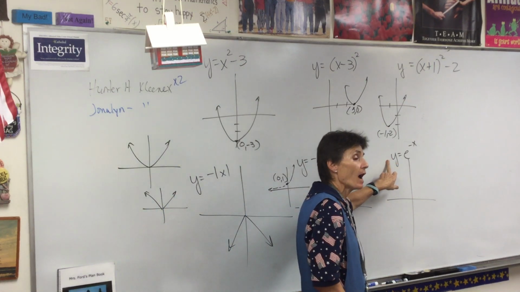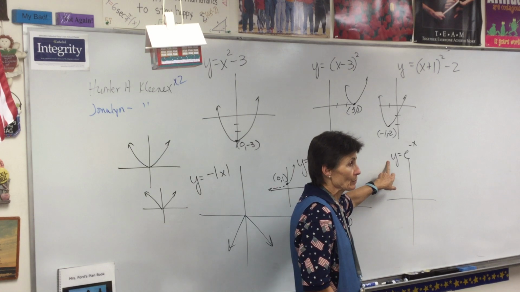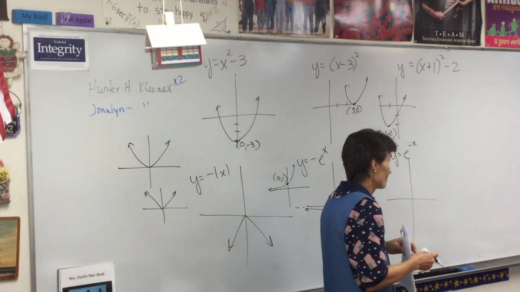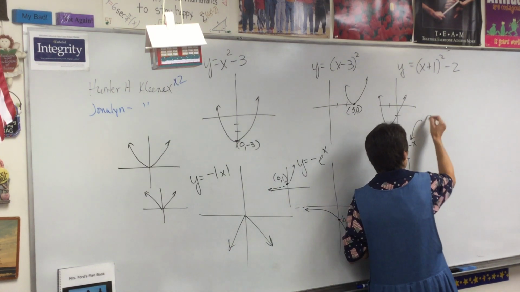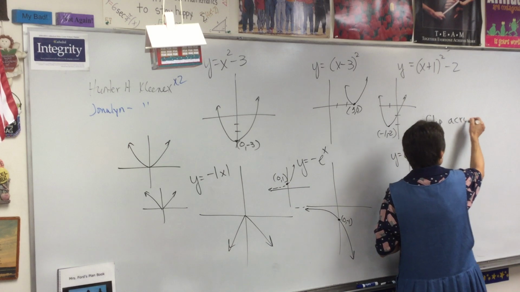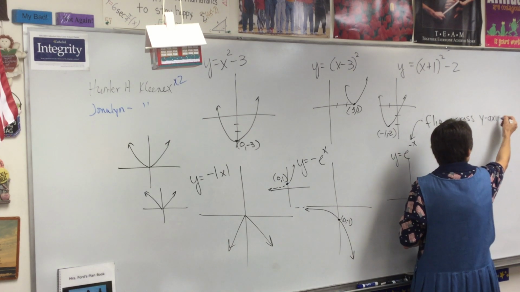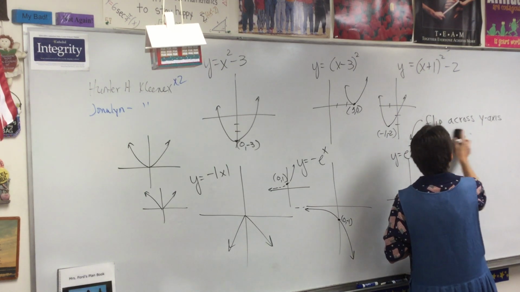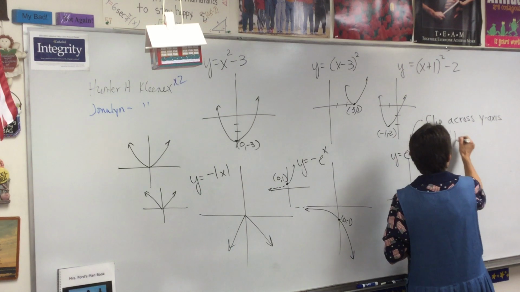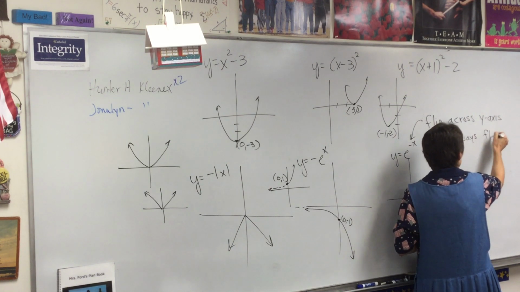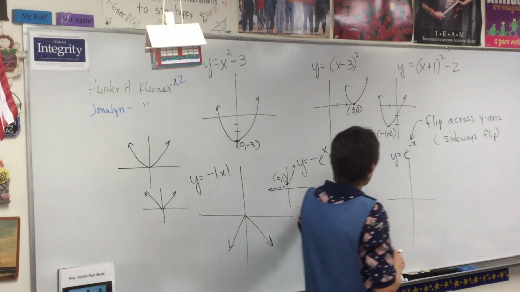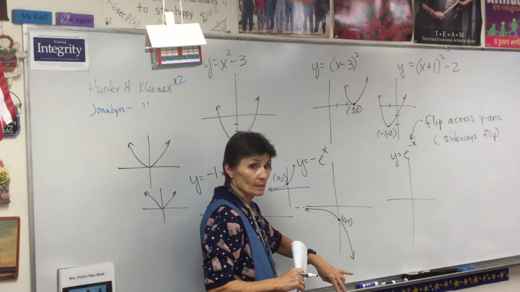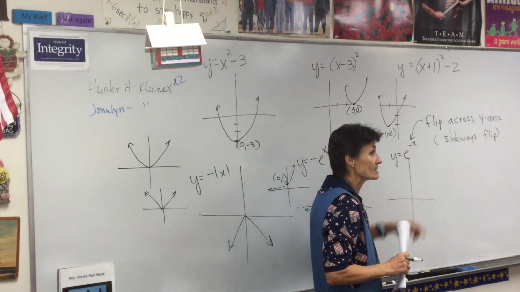This negative is not in front. A negative that's buried inside the problem is a reflection across, or a flip across the y-axis. So in other words, it's a sideways flip. This is going to be a sideways flip. So a negative out front is an up and down flip. A negative inside is a sideways flip.